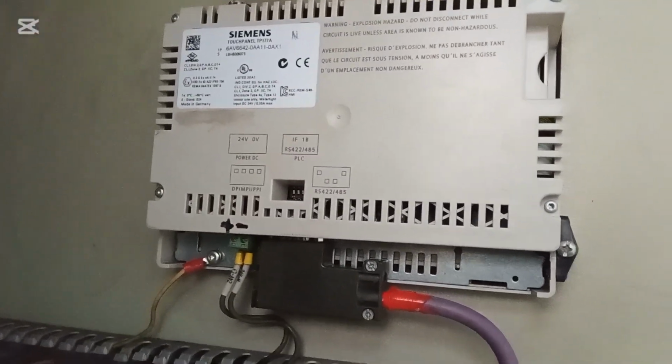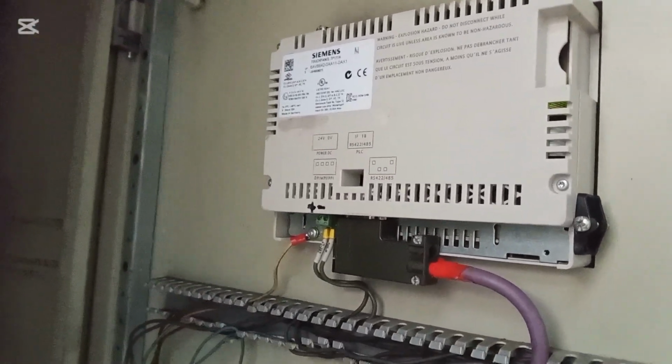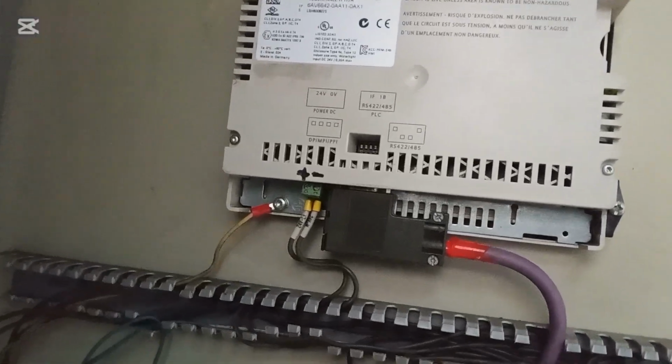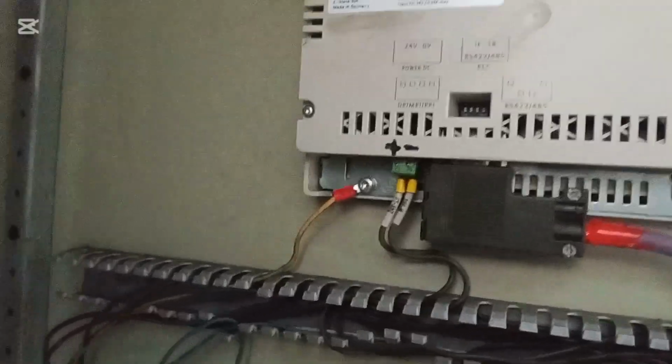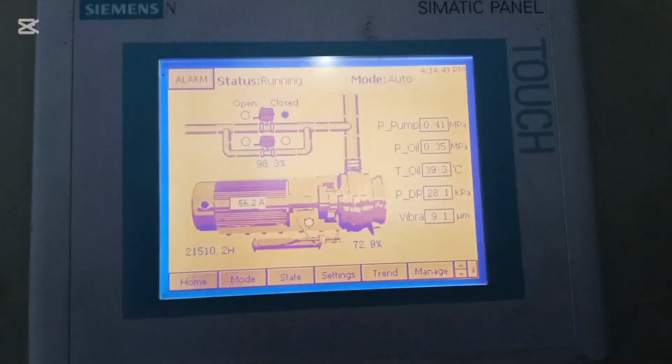If anyone sees that your HMI is not functioning, then you can follow this and check this Modbus cable. In this way, we solved our problem.